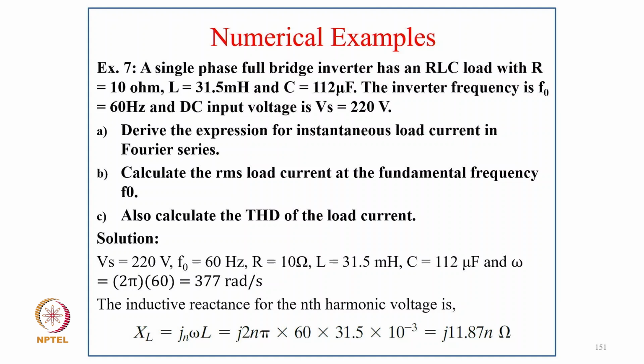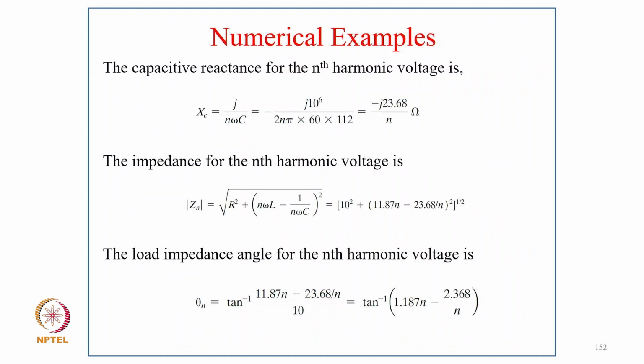The solution: Vs equal to 220, f0 equal to 60, R equal to 10 ohm, L equal to 31.5 millihenry, C equal to 112 microfarad, omega equal to 2 pi into 60, that is 377 radian per second, and the inductive reactance for the nth harmonic is XL equal to jn omega L, and putting in the values it comes j 11.87 n ohm, and the capacitive reactance for the nth harmonic is XC equal to 1 upon jn omega C, that becomes minus j 23.68 upon n, and the impedance for the nth harmonic is the absolute value Zn, under root R square plus n omega L minus 1 upon n omega C whole square, and that becomes in bracket 10 square plus 11.87 n minus 23.68 upon n whole square, under root, power 1 by 2, and the load impedance angle for the nth harmonic theta n equal to tan inverse of 11.87 n minus 23.68 upon n divided by 10, that becomes tan inverse of 1.187 n minus 2.368 upon n.